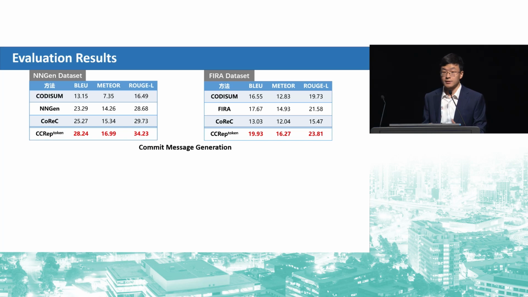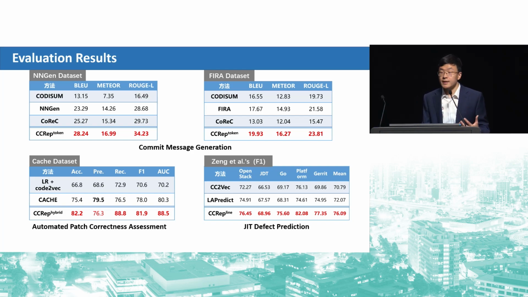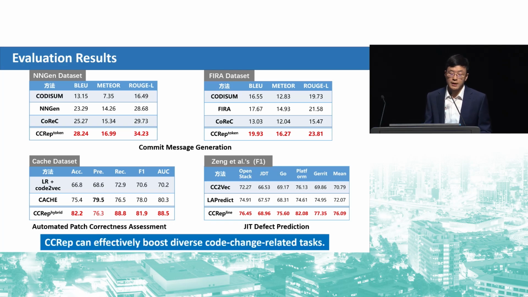We have done statistical tests. And then on the APCA, the automated patch correctness assessment task, and the JITDP task, we also outperform the baselines by substantial margins. So these results show that CCRep can effectively boost diverse code change related tasks.